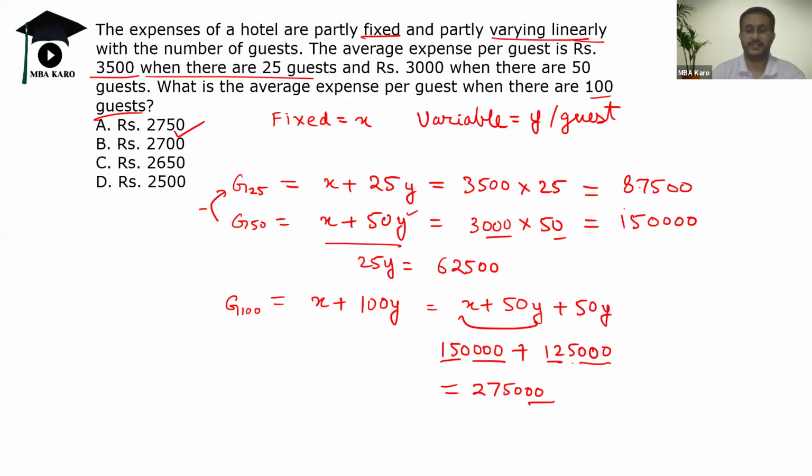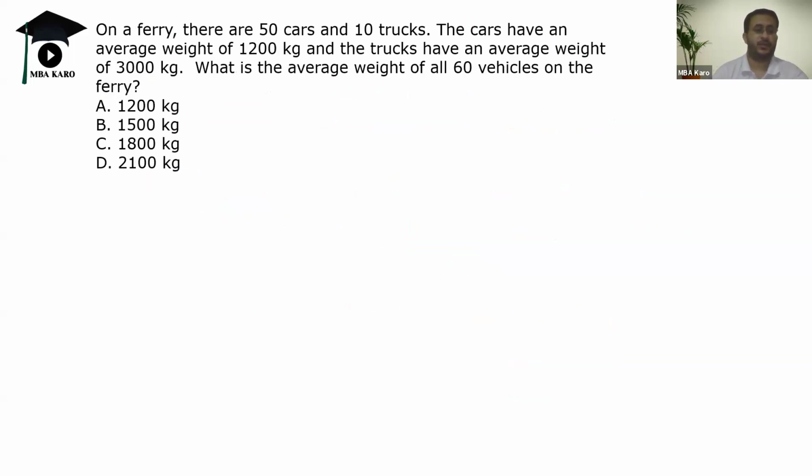Okay, so now let's see the next one. On a ferry, there are 50 cars and 10 trucks. The cars have an average weight of 1200 kg and the trucks have an average weight of 3000 kg. So we need to find the average weight of all 60 vehicles on the ferry. So this is a question based on weighted average. We discussed one of the concepts as weighted average. So we need to find the weighted average of these values.